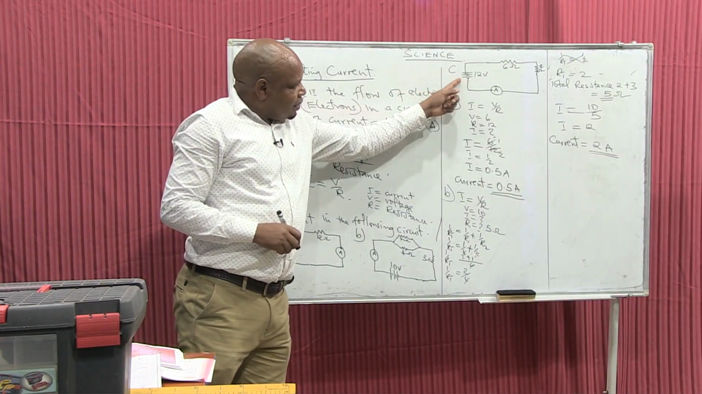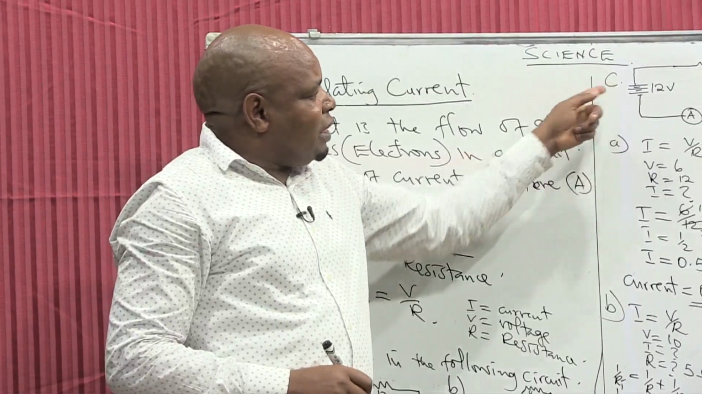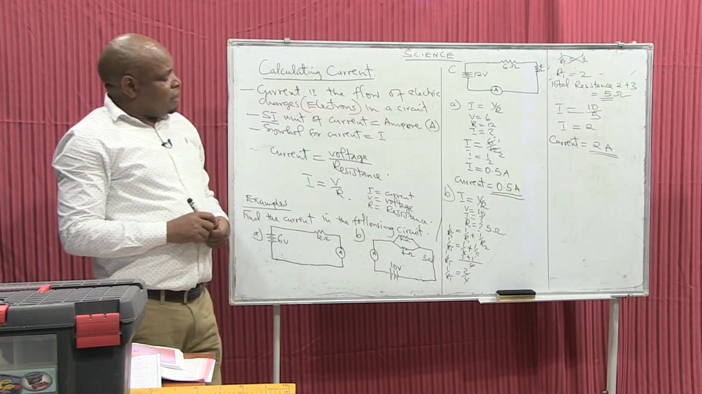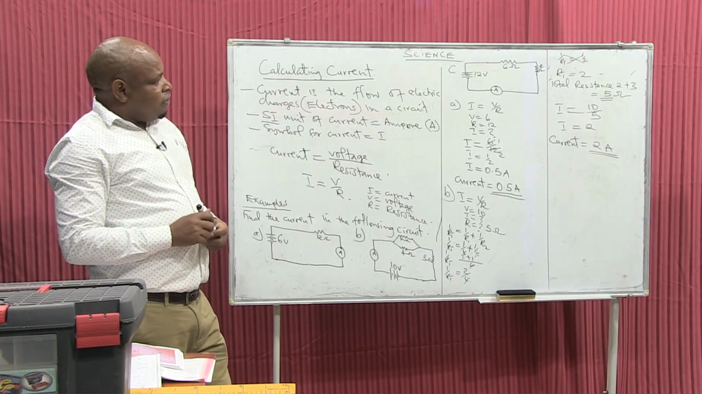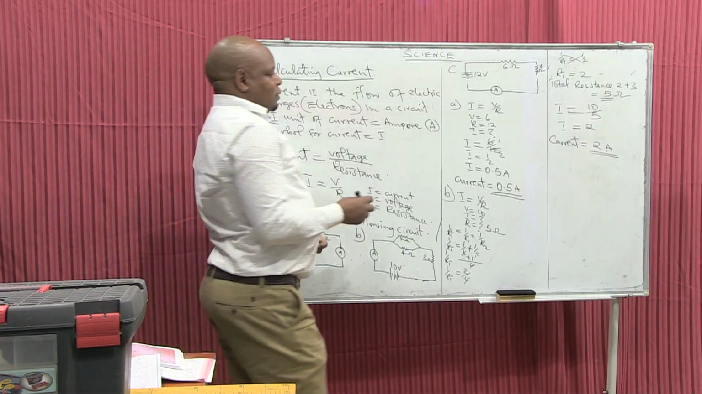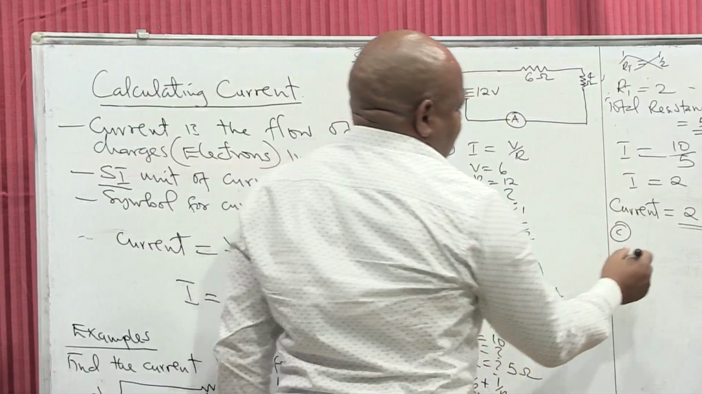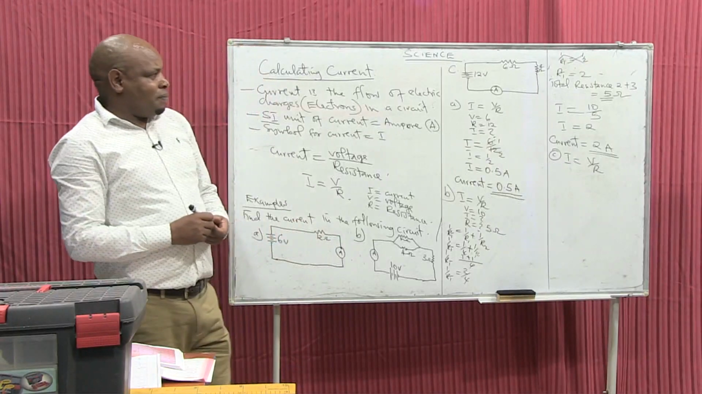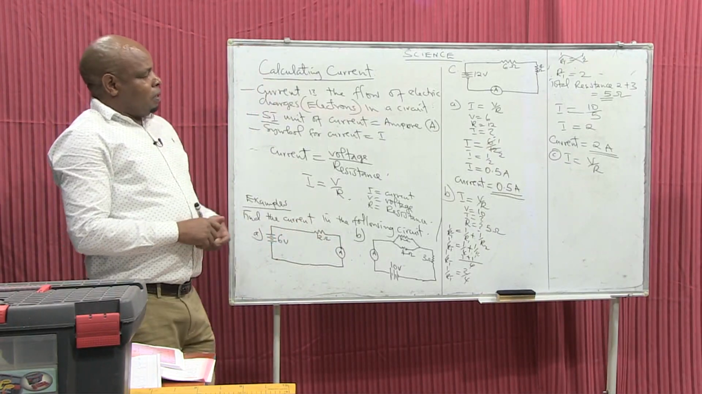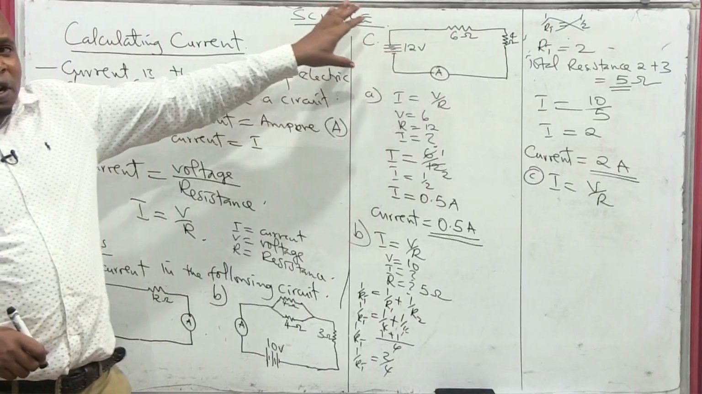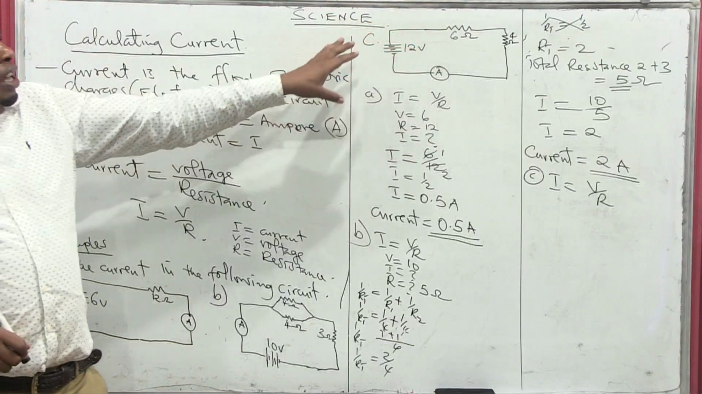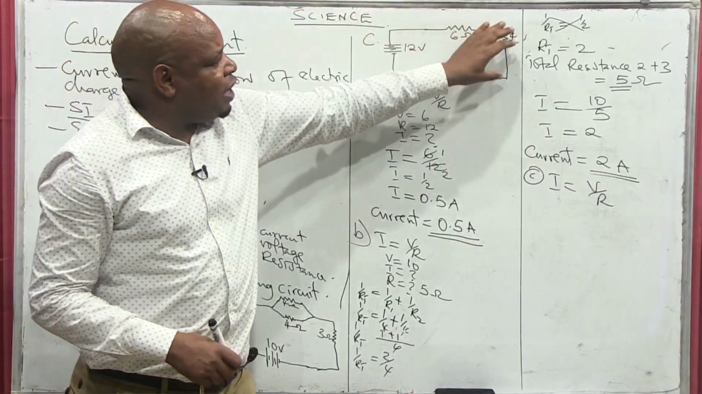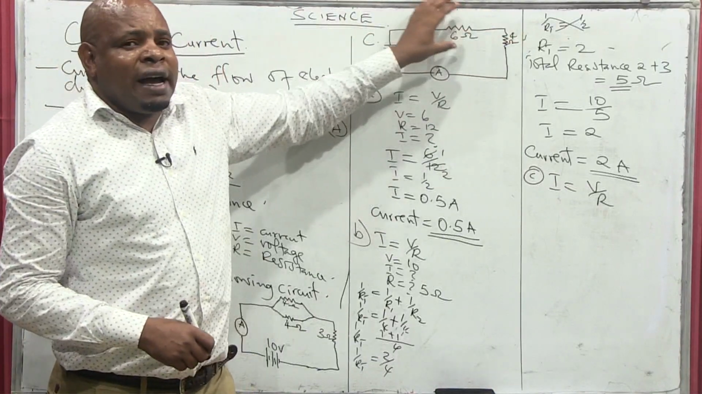Our last example is C. The diagram given there is C. It is asking us to find the value of current. I is equal to V over R. The same formula you are using. Here, let us try to study the figure which you have been given. You have been given the value of voltage and the values of the 2 resistances which are in series.